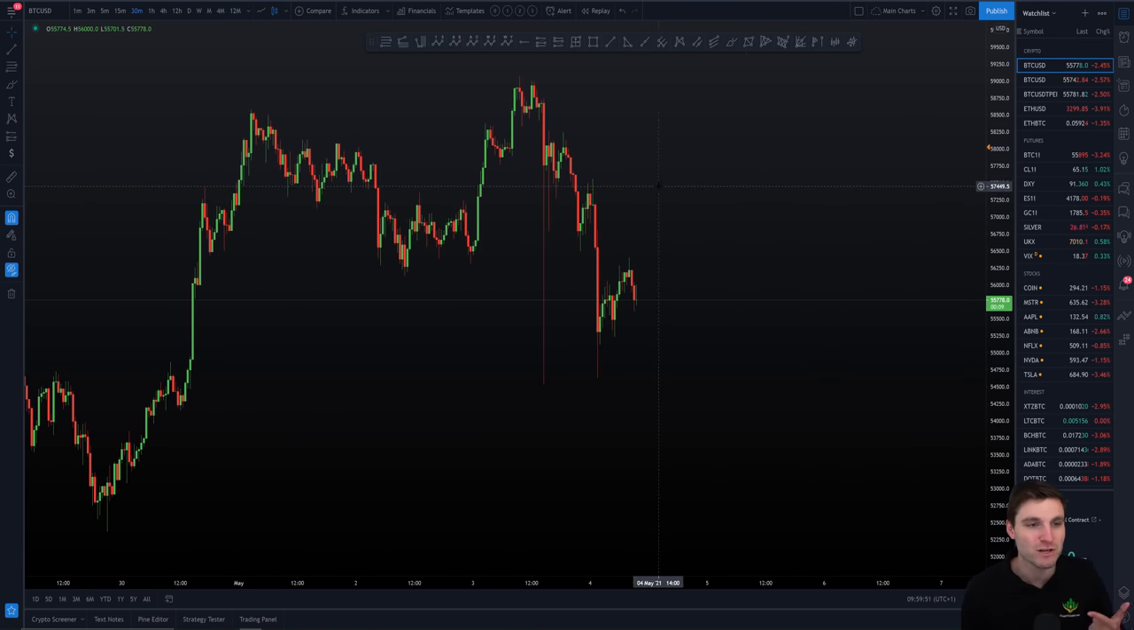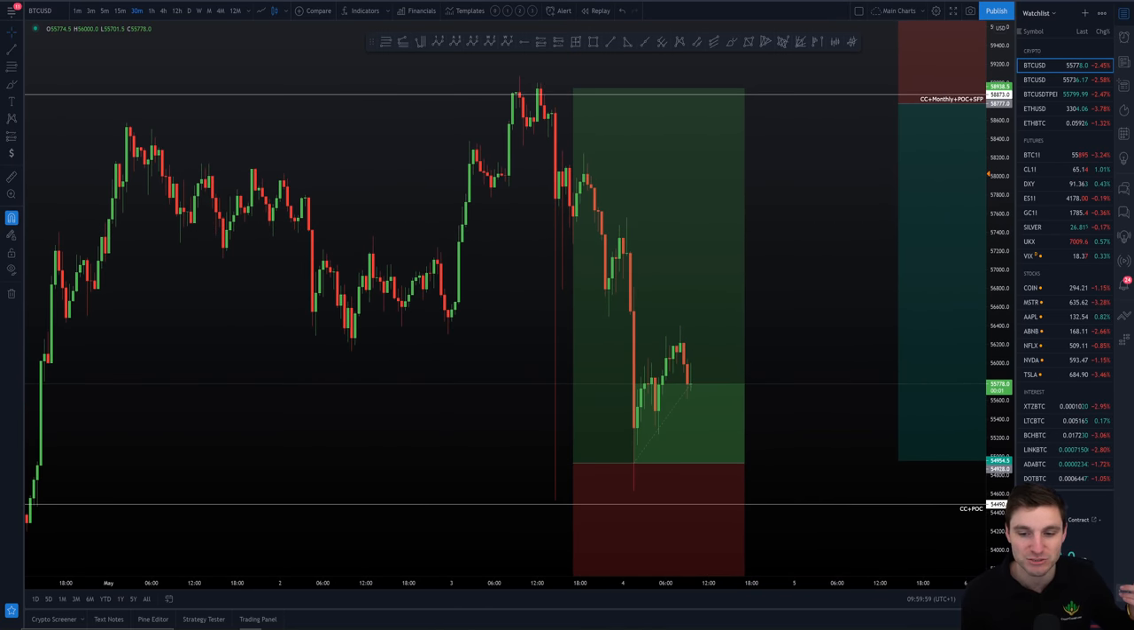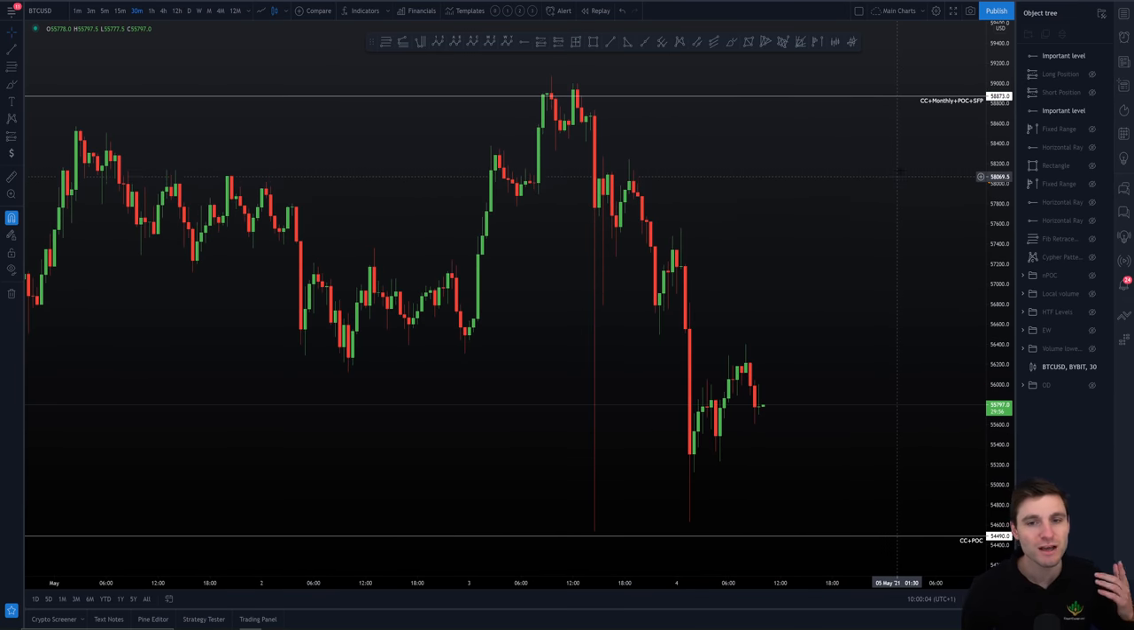First thing that you can take from the video is respect the levels. Let me add on what we actually had on here. Let me just remove those long and short positions for a second. So we had up in here the potential swing failure pattern, the point of control, monthly level of resistance, and the CC, of course. So we're talking about four really strong levels.